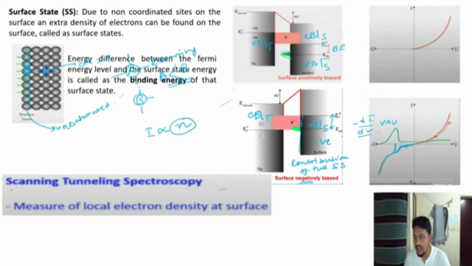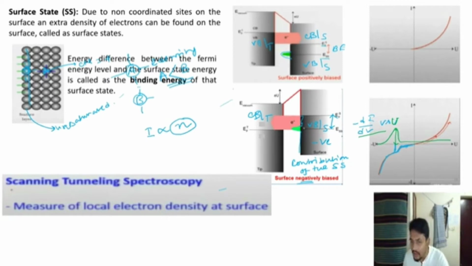So why are we measuring dI/dV versus U? Because we can very easily tell the peak position, and that is nothing but the position of the surface state, or the binding energy of the surface state with respect to the Fermi energy level. This is the Fermi energy level. When no voltage is applied, it is at the Fermi energy level. So if we plot dI/dV versus U, the first derivative plot of this IV plot, we can clearly get the peak position.